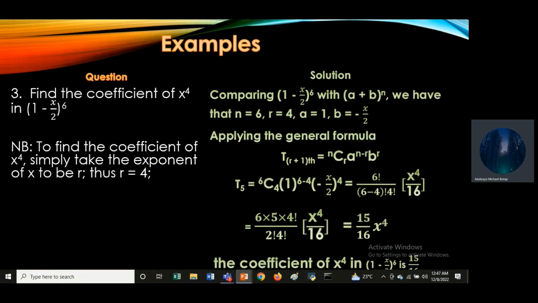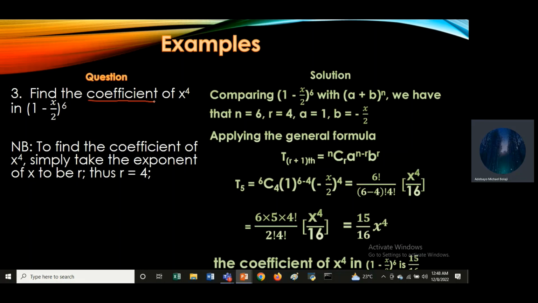Let's continue. Now we've solved the first 2 questions in part 2. Let's continue with the third question. The third question says, find the coefficient of x raised to the power of 4 in (1 minus x over 2) raised to the power of 6. You see, this particular question is slightly different. Okay, there's no difference in the question. The only difference in this question is the coefficient.